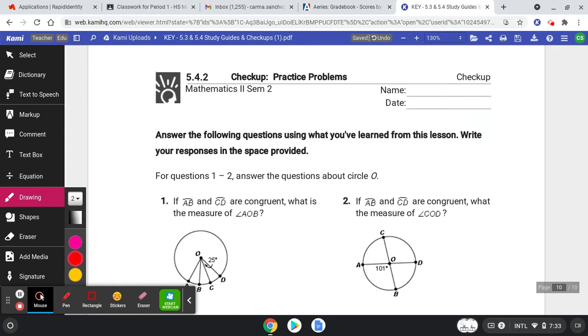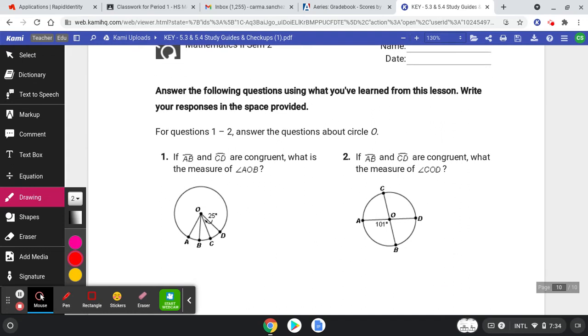Literally, that's it on the study guide. Let's go do a couple of practice problems now in the checkup. Let's go ahead and read this first one. It says, if minor arcs AB and CD are congruent, what's the measure of angle AOB? So AB, this little guy here, and CD, if those minor arcs are congruent, what's the measure of AOB?